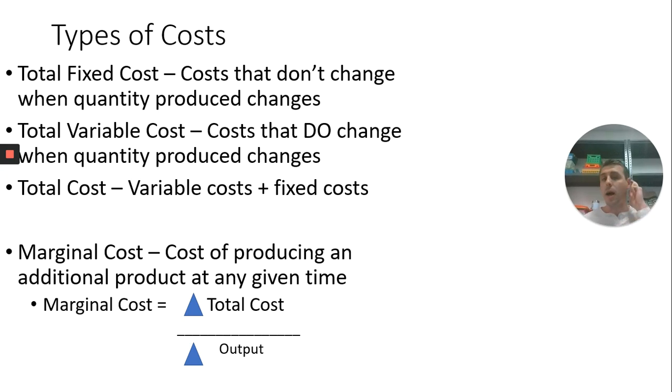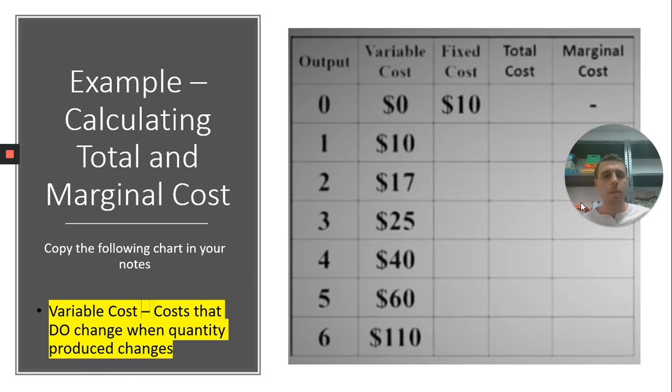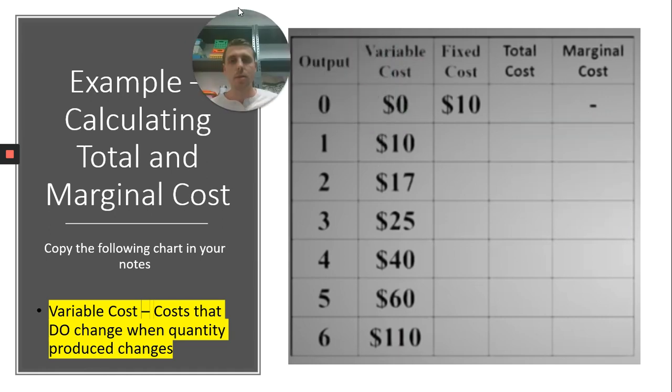So if I raise my cost by $5 and I change my output by 1, my marginal cost would be 5, because my cost has gone up by 5 and my output has gone up by 1, so that 1 costs me a margin of $5, okay? So what I'm going to do is I'm going to ask you to get this chart down in your notes.